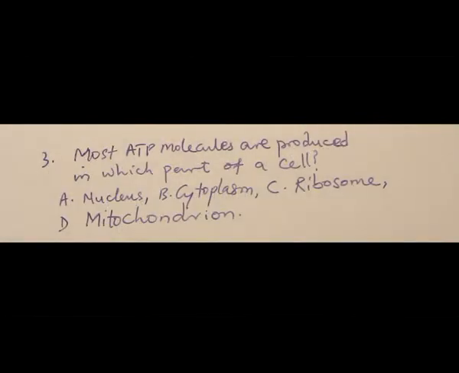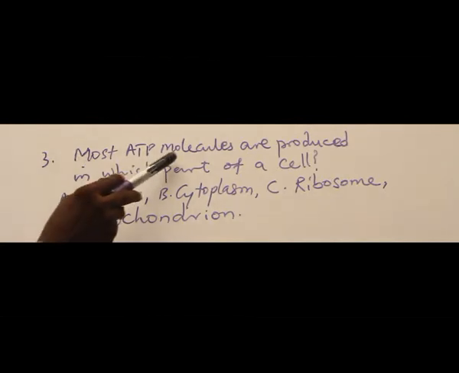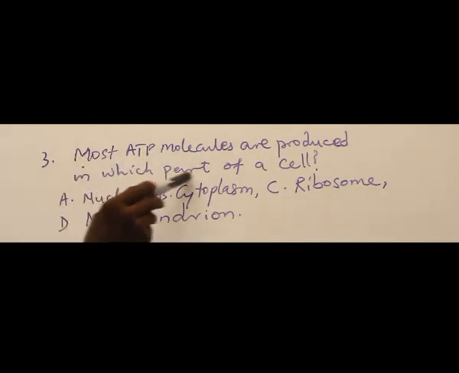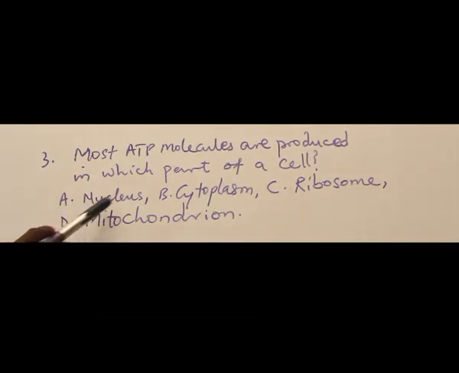Number 3, most ATP molecules are produced in which part of a cell? A, nucleus. B, cytoplasm. C, ribosome. D, mitochondrion.